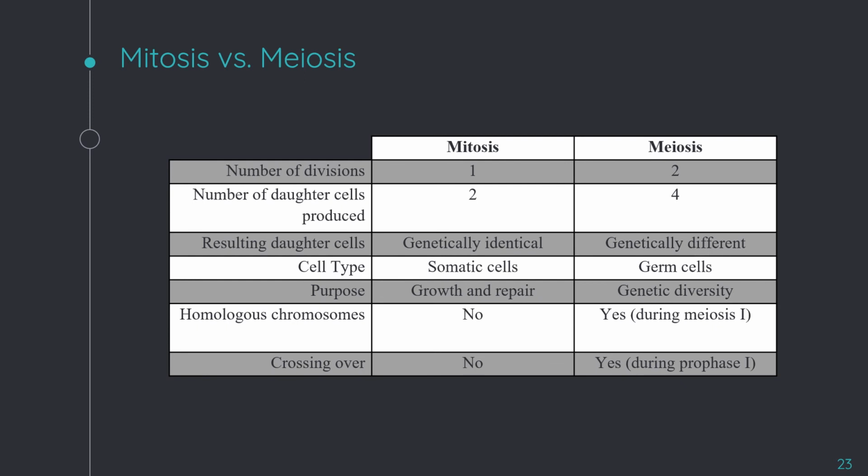The cells produced by mitosis are genetically identical, and meiosis produces unique cells. Meiosis occurs in germ cells, and mitosis occurs in somatic cells. Mitosis serves for growth and repair, and meiosis is used for reproduction and producing genetic diversity. Cells that undergo meiosis form homologous chromosomes, but mitotic cells do not. Because of the pairing of homologous chromosomes, crossing over will only occur during meiosis I, specifically during prophase I.